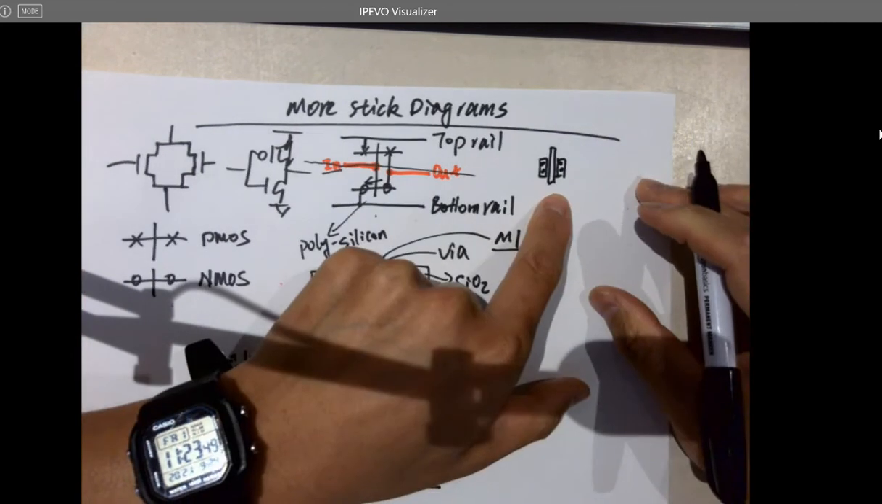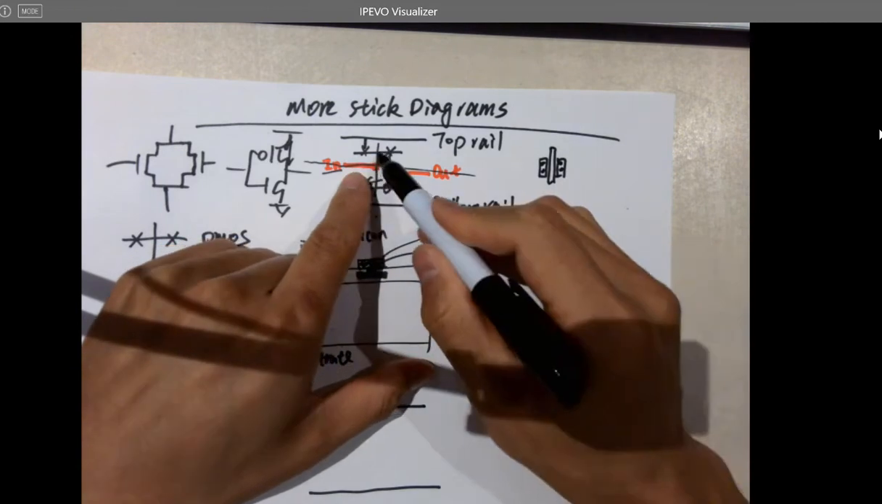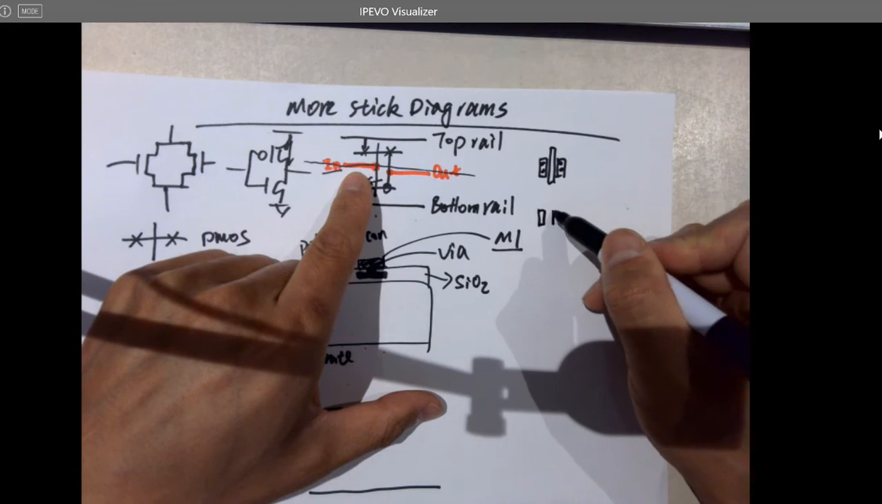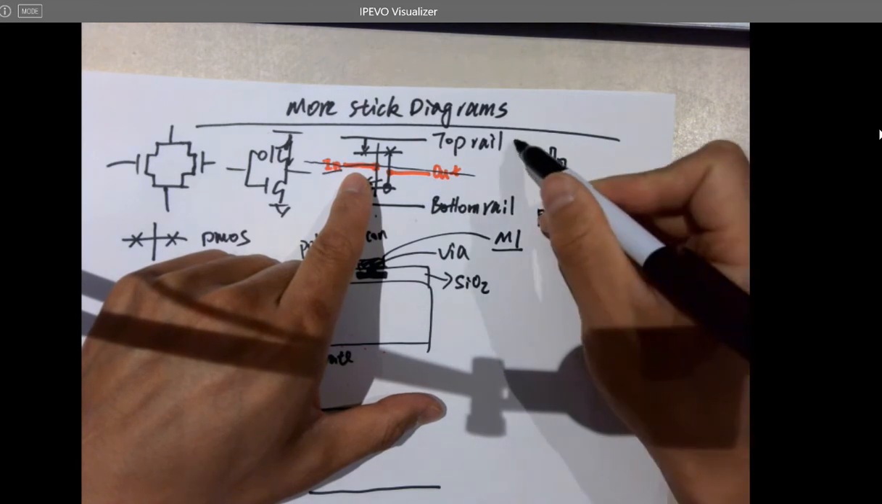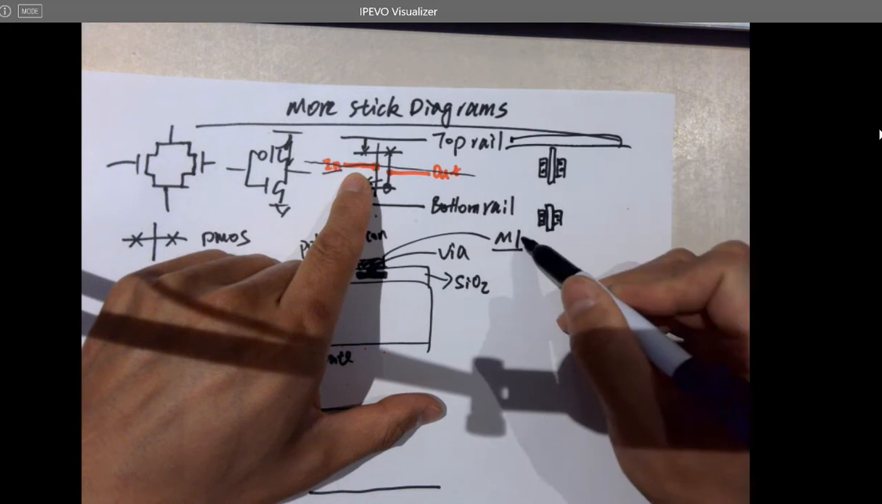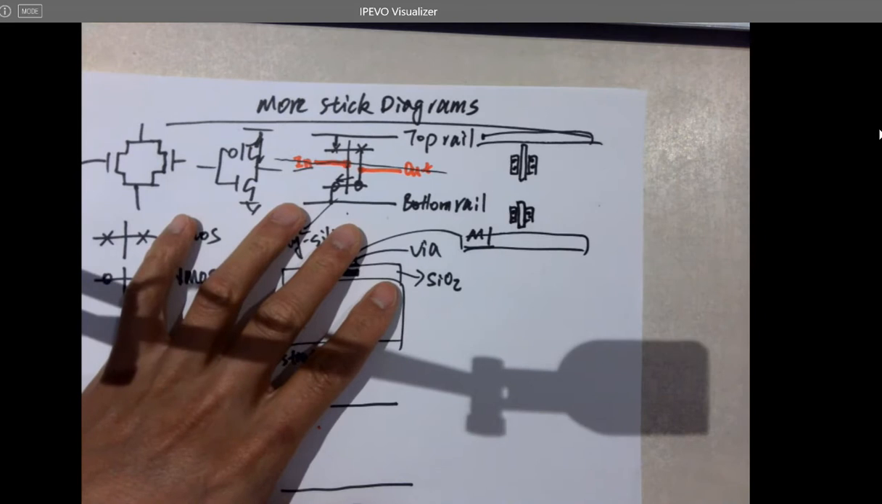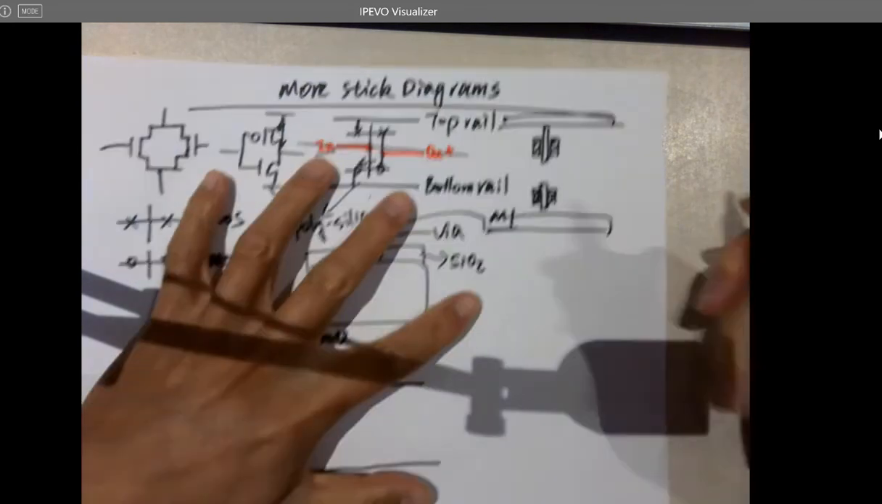That's a PMOS. And this one represents this one. So when you are drawing an inverter, you need an NMOS at the bottom, and you have a metal on the top, another metal rail at the bottom. Right? So we are trying to lay out the inverter, which can be physically fabricated on the silicon wafer. Right? You want to make the connections.